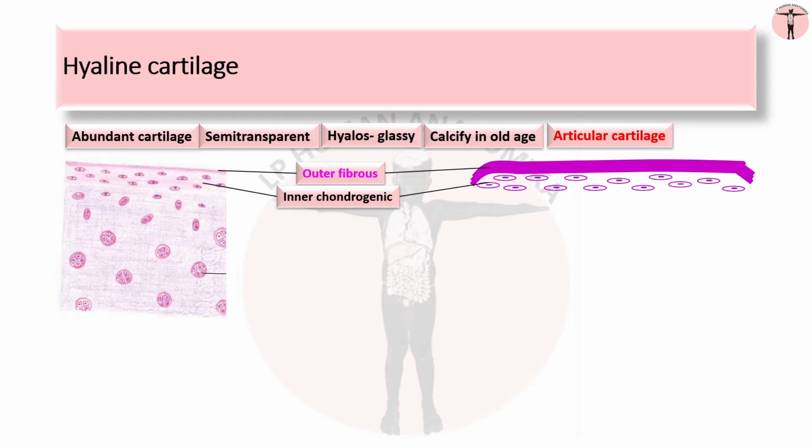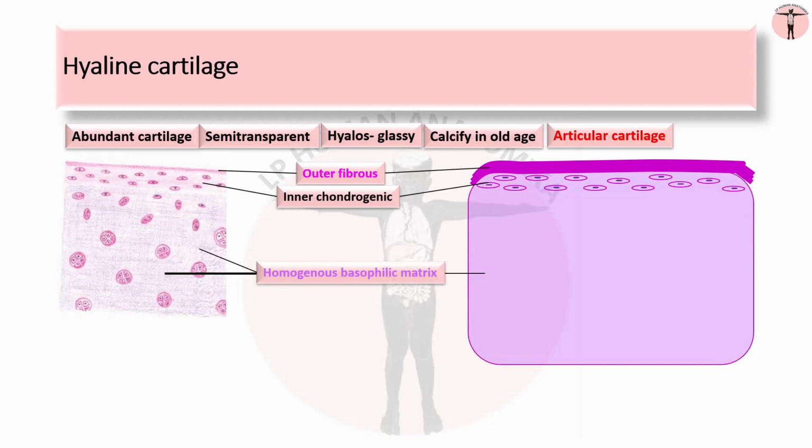Coming to the matrix, it is homogeneous and basophilic. It has type 2 collagen fibers. The collagen fibers cannot be distinguished from the matrix and look homogeneous in appearance because the refractive indices of collagen and the ground substance are the same. The ground substance resists compressional forces and the collagen fibers resist tensional forces. The collagen fibers are arranged in a manner that resists tensional forces.